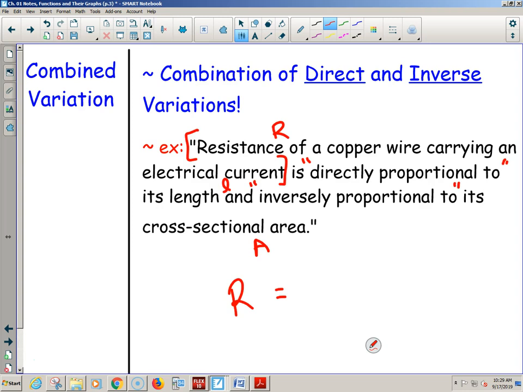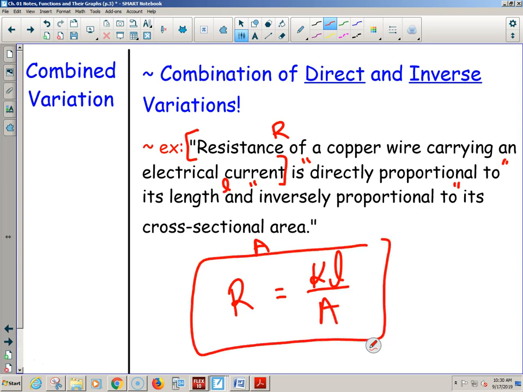R is directly proportional to length. How would you guys just do that statement? Directly proportional to length: KL. Here's where some people get confused. And at the same time, inversely proportional to cross-sectional area: over A. It's as easy as that. At the same time, K can be times L and K can be over A. Directly to L, inversely to A.